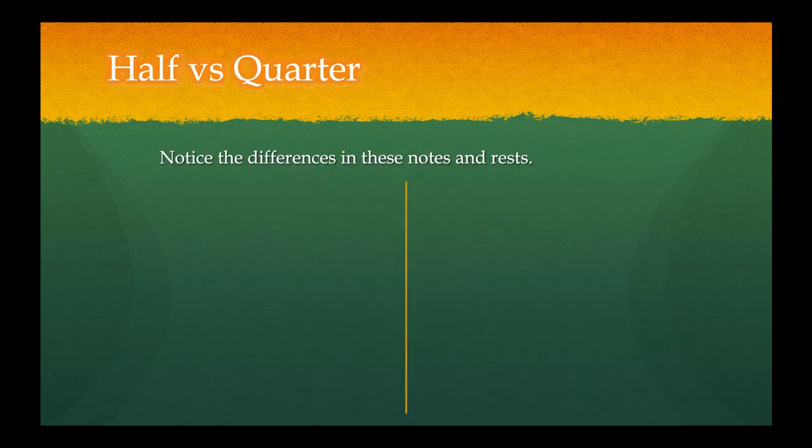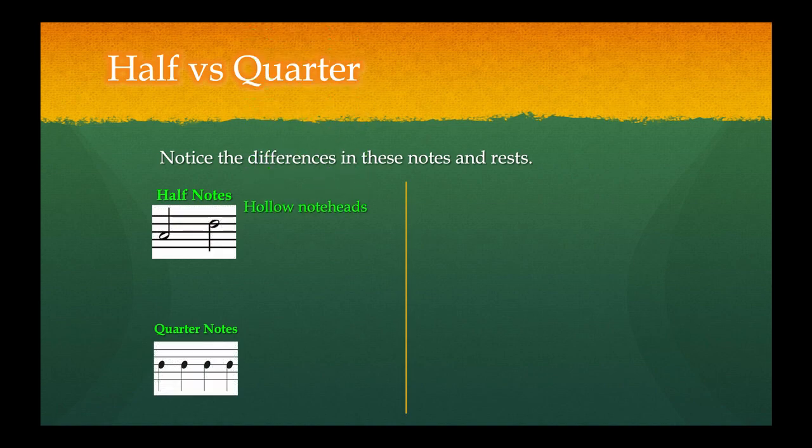Let's take a look at halves versus quarters. Notice the differences in these notes and rests. We'll start with the notes. Half notes have hollow note heads. They're not filled in. Quarter notes have solid note heads. They are filled in. Half notes get 2 beats each of sound. Quarter notes get 1 beat each of sound.